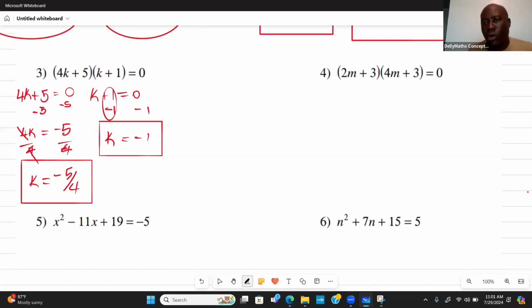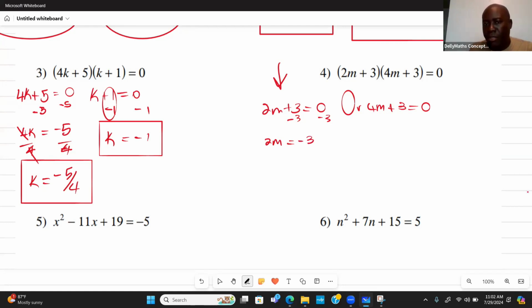Let's take a look at number 4. In number 4, the zero product rule, again, two things multiply to give us a 0. We're going to suggest that my first binomial, 2m plus 3, is equal to 0. And in the other instance, I can say 4m plus 3 is equal to 0. Let us solve this one right here. Let's take 3 from both sides. Rewriting this, I'll have 2m is equal to -3.